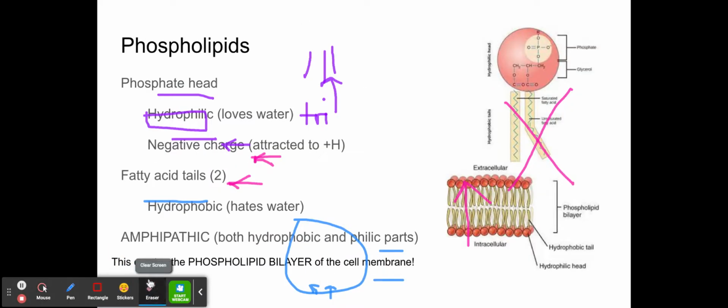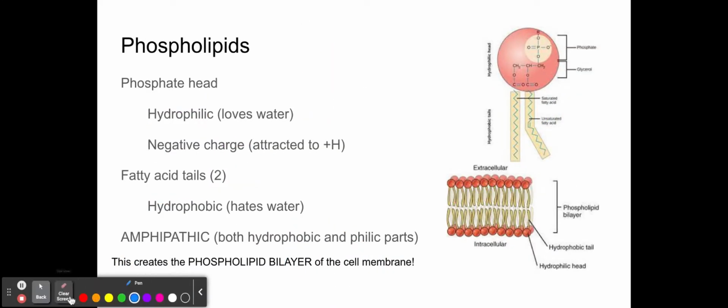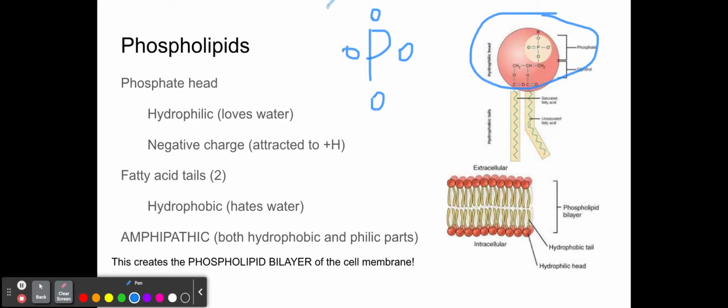So let's take a look at phospholipids in more detail. Like I said, it has this head that's a phosphate, and phosphate is P, so it's phosphorus surrounded by 4 oxygen. Those oxygen give it a pretty good negative charge, so that means it's going to be attracted to the partial positive of hydrogen in water. So this is hydrophilic. It loves water. Philic means love. Hydro means water.